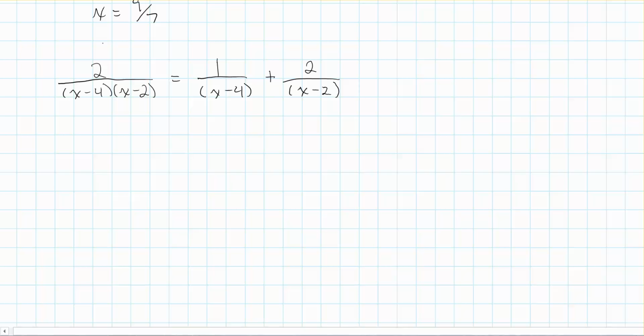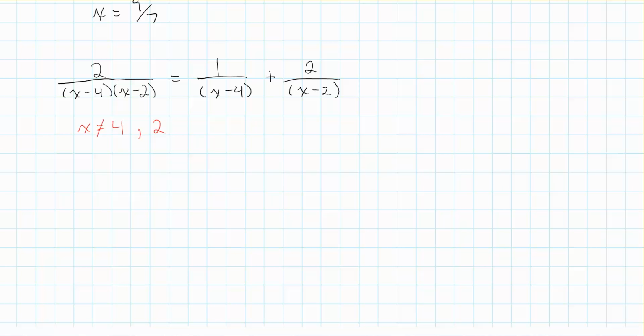Now, we look at this problem here, and we have to ask ourselves, what are the values that x can't be? I can't have 0 in the denominator. Well, if x minus 4 is in the denominator, that means x can't be 4, because 4 minus 4 would be 0. And then also, I have x minus 2, so x can't be 2. And if I look at the ones on the right-hand side, that's the same thing.